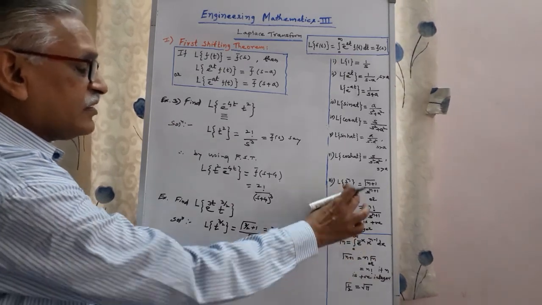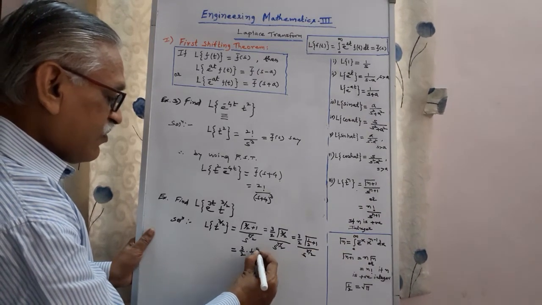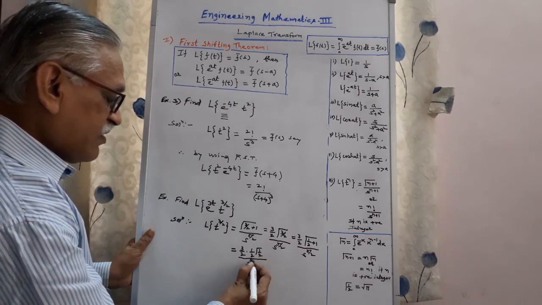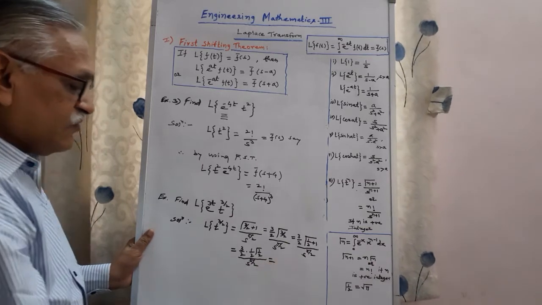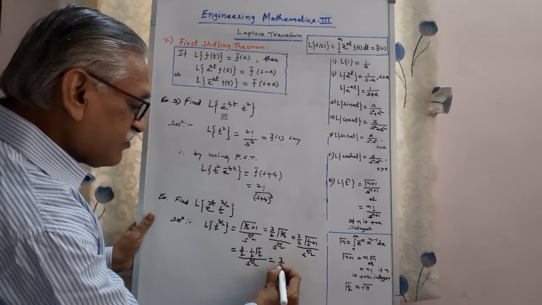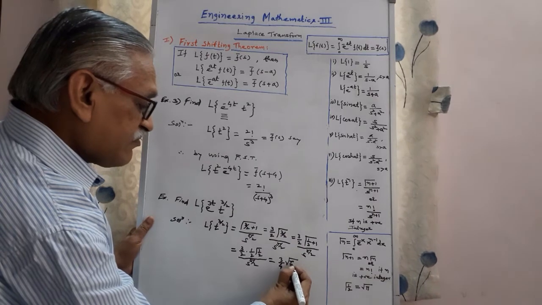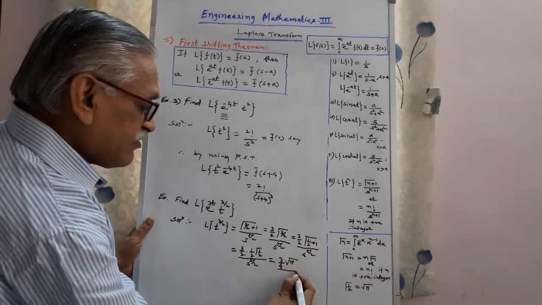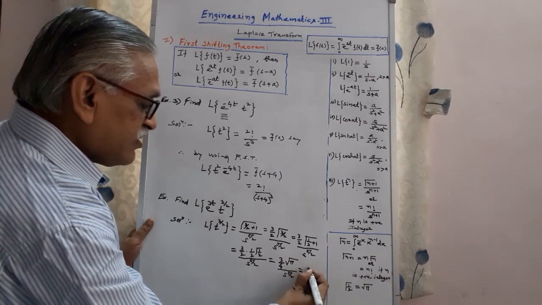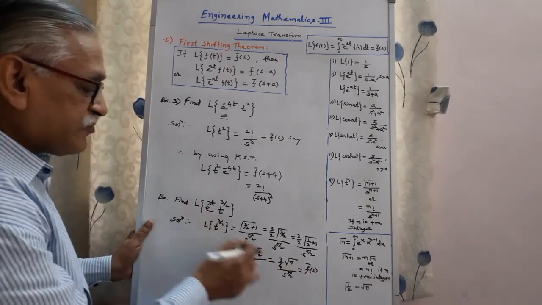Gamma n plus 1 is n gamma n. Therefore, n is here 1 by 2. Gamma 1 by 2 and divided by s raised to 5 by 2. It is equal to, further simplifying it, 3 by 4. Gamma 1 by 2, standard value is root pi, and divided by s raised to 5 by 2. And we call this f bar of s, that is the Laplace of the function f of t, say.